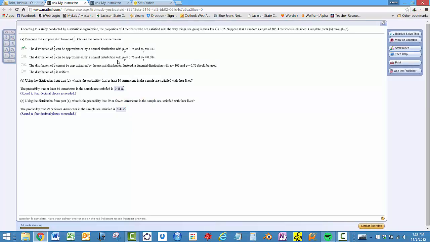Okay, so this time we're dealing with the population proportion. Again, this is just normal. So you've got the mean and standard deviation already. So you just want to know what's the probability at least 80 are satisfied. So 80 out of 105, that's what you want to calculate. That's 76%.